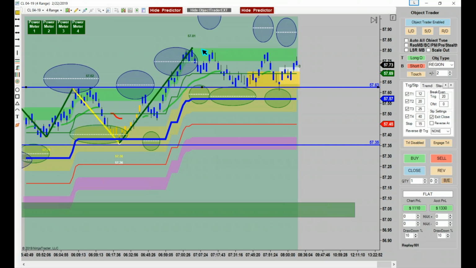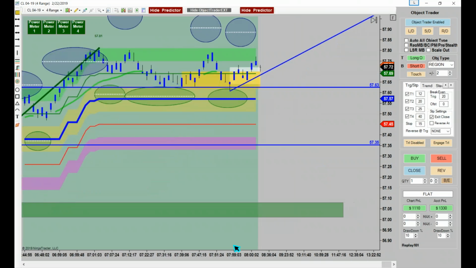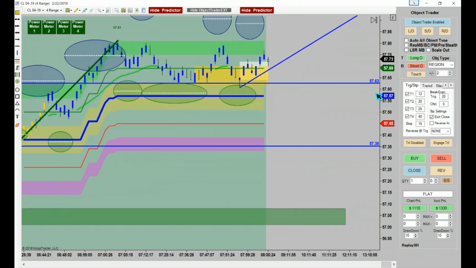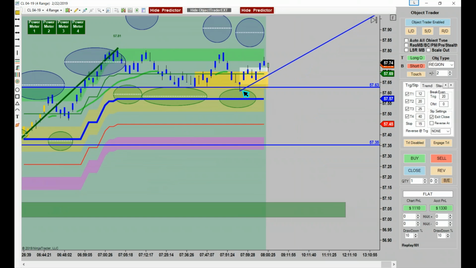But did it take out that top? Not yet. You got your little white box drawn. You're still long. Does anybody remember where I called this trade out exactly? Because we had a low, we had a high, we had a higher low, and we had a higher high.